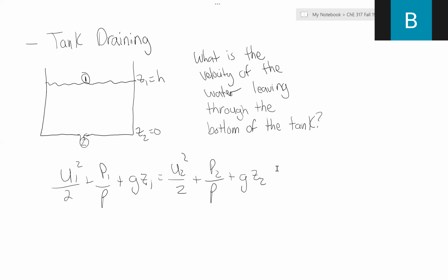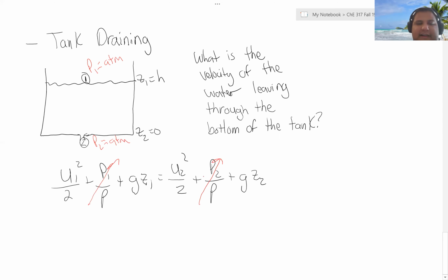You can assume atmospheric pressure at points 1 and 2, so you can get rid of the pressure terms. Okay, so I can say P1 is approximately atmosphere, P2 is approximately atmosphere, such that if I do the math, these terms cancel each other out. I like it. What other values can I neglect?